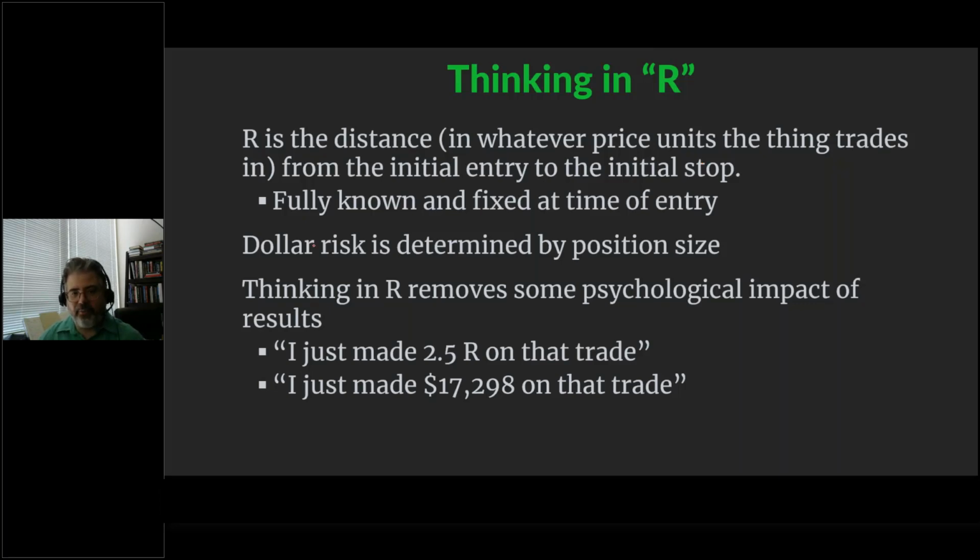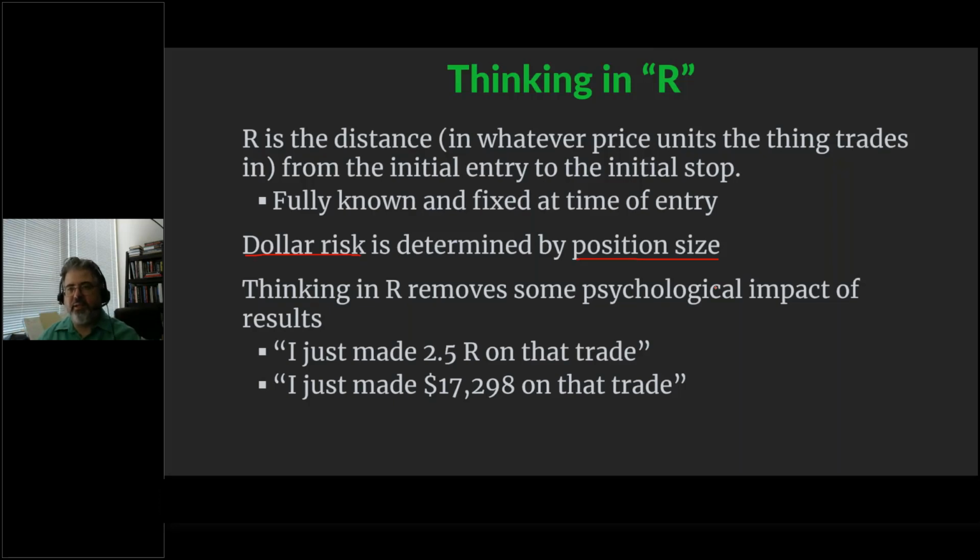And then the dollar risk. So this is where people get a little bit confused. So R is the distance from the entry to the stop on the chart. Think about it like that. And then you get to choose how many dollars you lose by how big you trade. And then that dollar risk is the thing that you normalize for each trade.